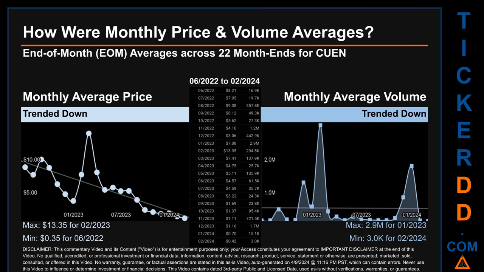The maximum end-of-month average price was $13.35 for 2023, while the minimum was 35 cents for 2022. Looking at volume, 2023 and 2024 respectively saw the highest and lowest monthly average volume at 2.9 million and 3,000.